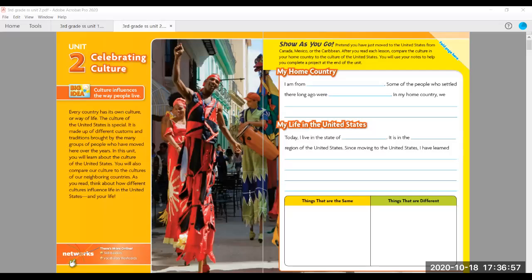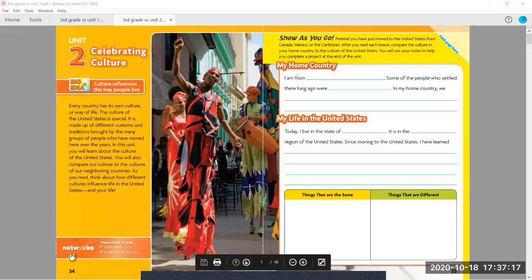Okay, let's get started with Unit 2, Celebrating Culture. Now that you've completed everything for Unit 1, we're going to jump into our new unit. And our big idea for this unit is thinking about culture and how it influences the way people live. Every country has its own culture or way of life.